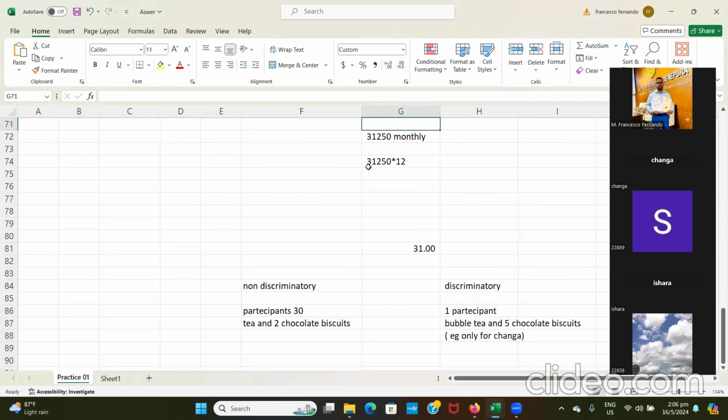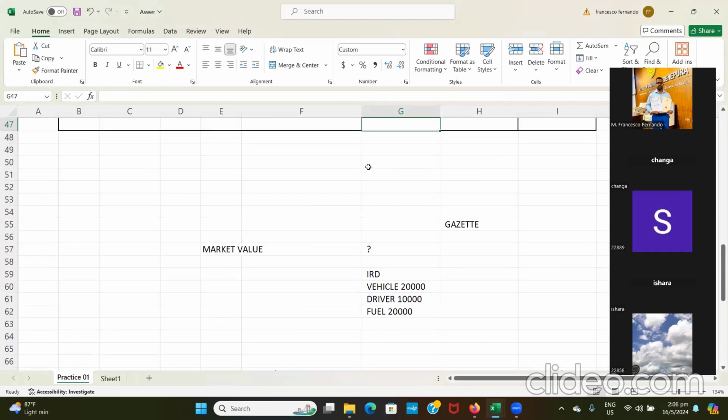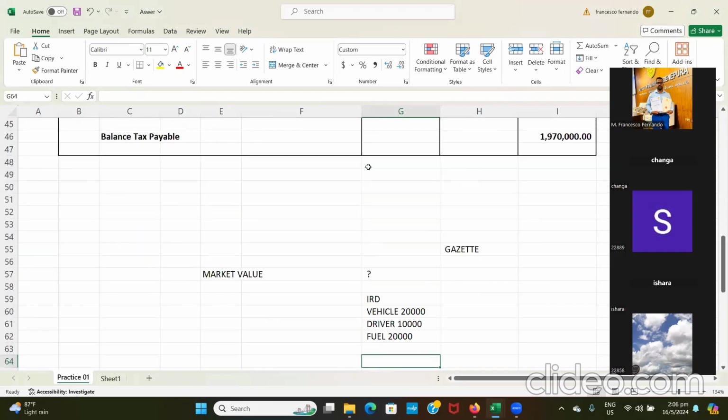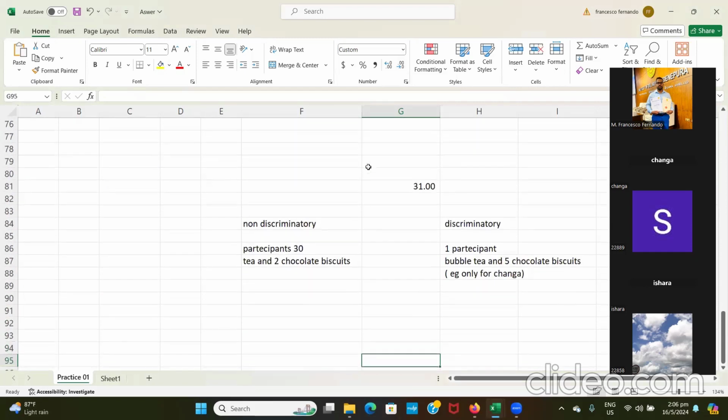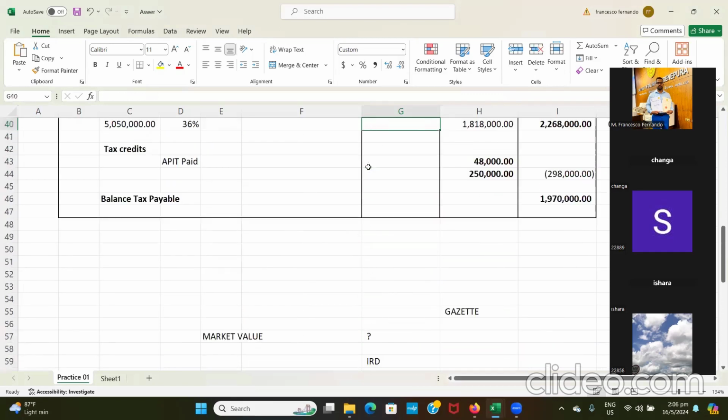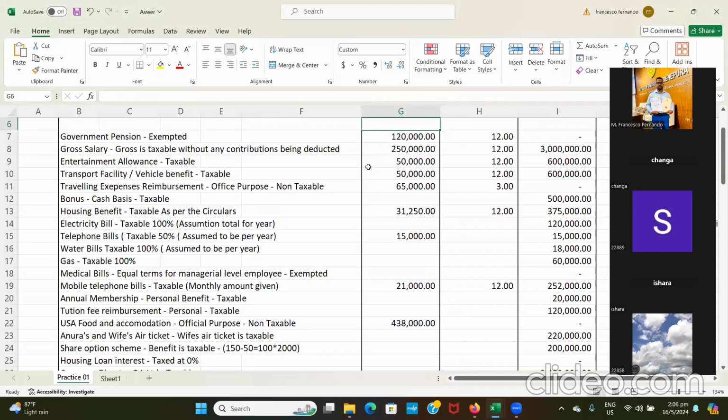So I hope that is clear. You said it, remember, it is only being given to one person, right? So remember it with an example: discriminatory and non-discriminatory basis, right? Okay, moving forward. So that is head center.